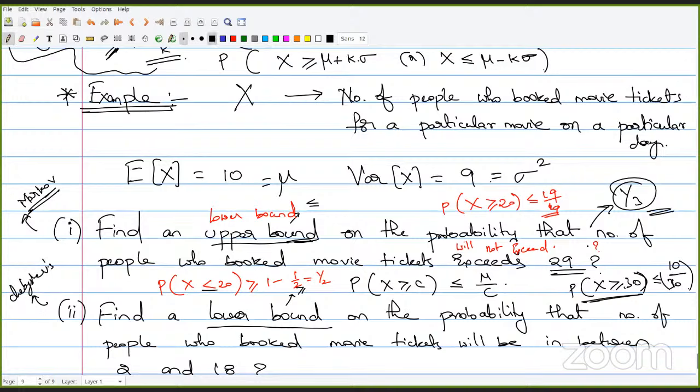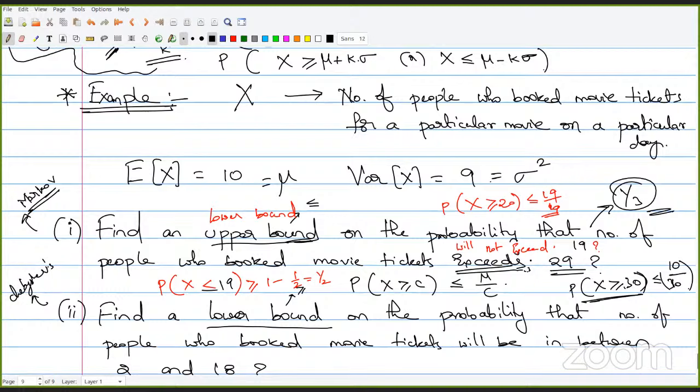So can you please repeat the 30 and 29 numbers again? See, this actually falls under English words. Exceeds means it should be greater than 29. So it cannot take 29 here. Greater than 29 means 30, 31, 32, like that. So the probability that X greater than or equal to 30 will be less than or equal to 10 by 30.